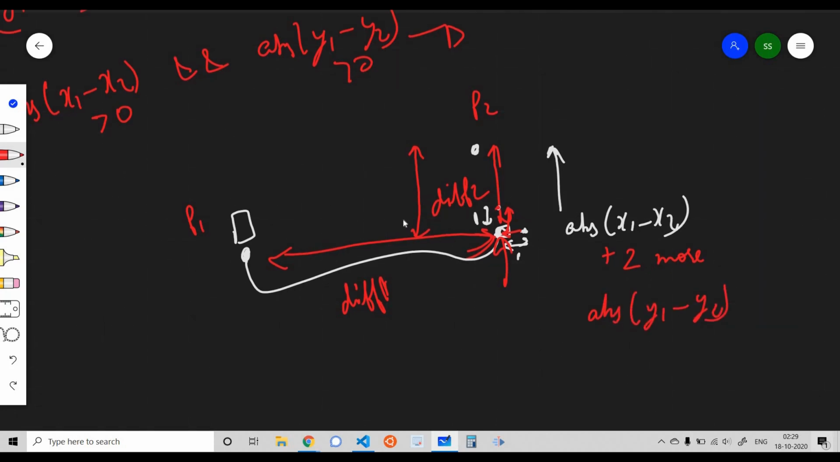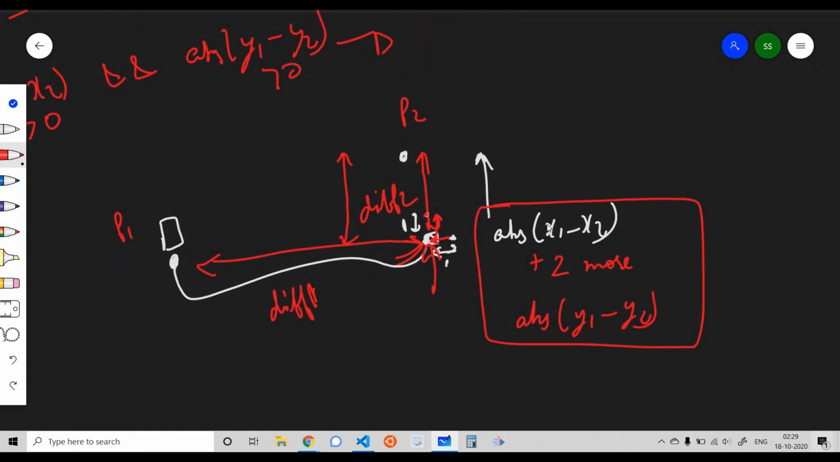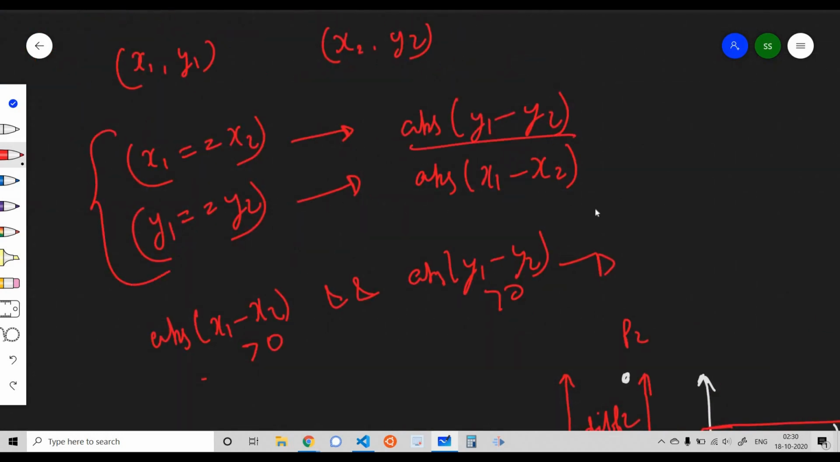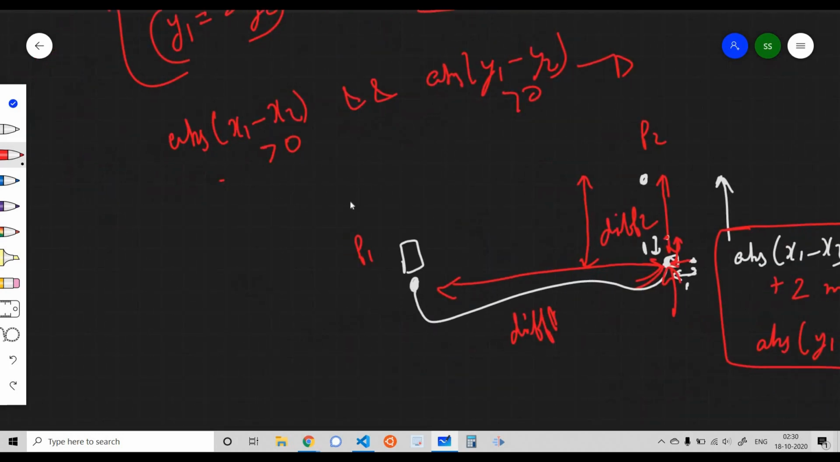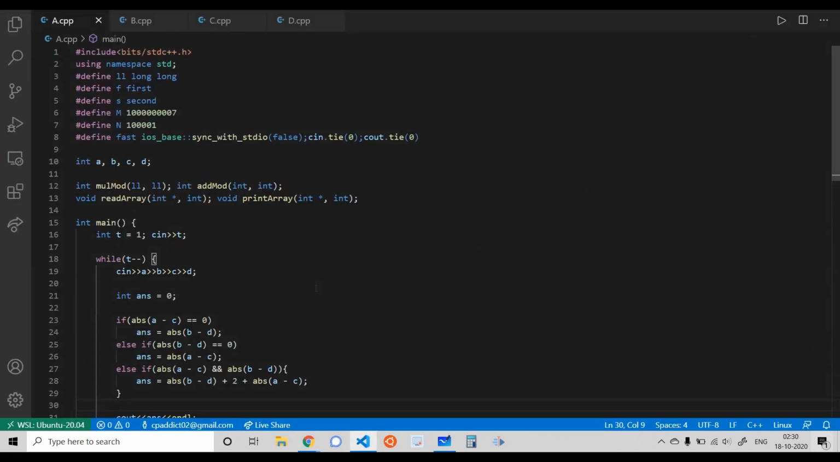So if these two terms are greater than 0, then the answer would be equal to this, and in these two cases the answer would be equal to this. And if the point P1 and P2 are equal, then the answer would be 0. That's all for this question. Let's see the code now.